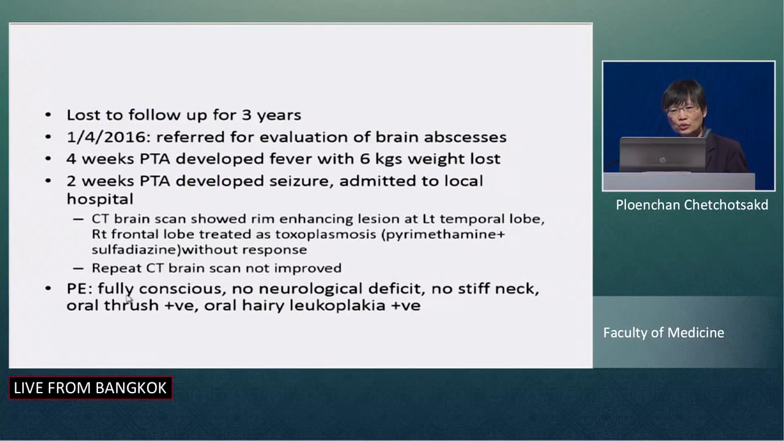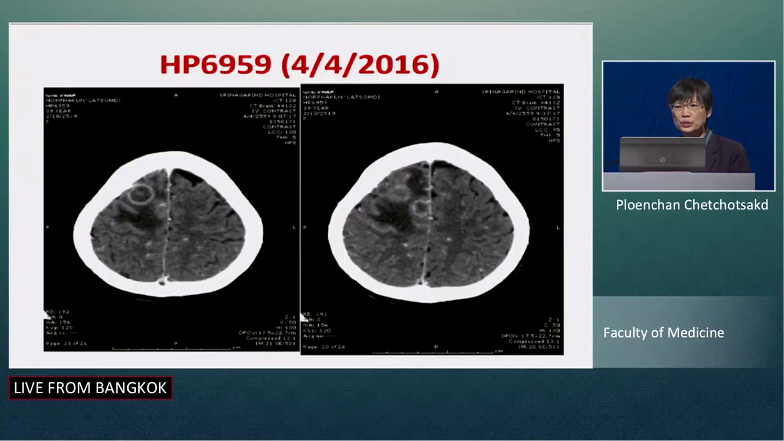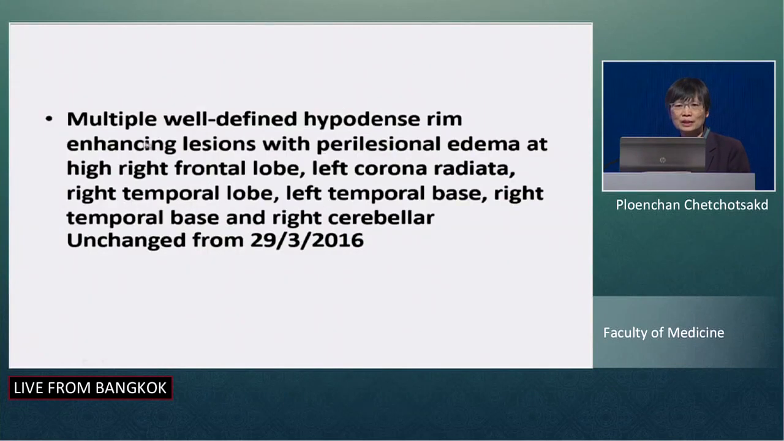On physical examination, she was fully conscious, with no neurological deficit and no stiff neck. She had oral thrush and oral hairy leukoplakia. This is the CT scan, it's very small because they sent it as a packet, not a CD. This was done on the 29th of March. So we did a new CT scan in our hospital. There are lesions over here, over here, over here. It shows multiple well-defined hypodense rim enhancement lesions with perilesional edema at the right frontal, left corona radiata, right temporal, left temporal, right temporal base, and right cerebellar regions. The radiologist also looked at the previous film and was impressed that there was no change from the previous study.